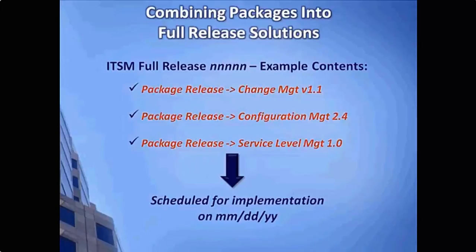Here is an example of just such an approach. In this example, separate packages have been built for change, configuration, and service level management process solutions. The transition plan calls for all three of these to be released together in one single deployment. Each process area being deployed has been established initially as a separate release package. We then combine these separate release packages into a single release.